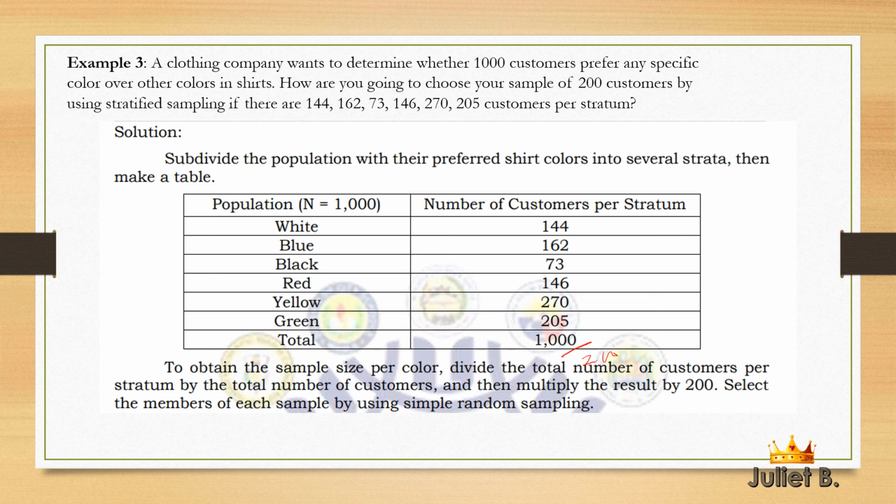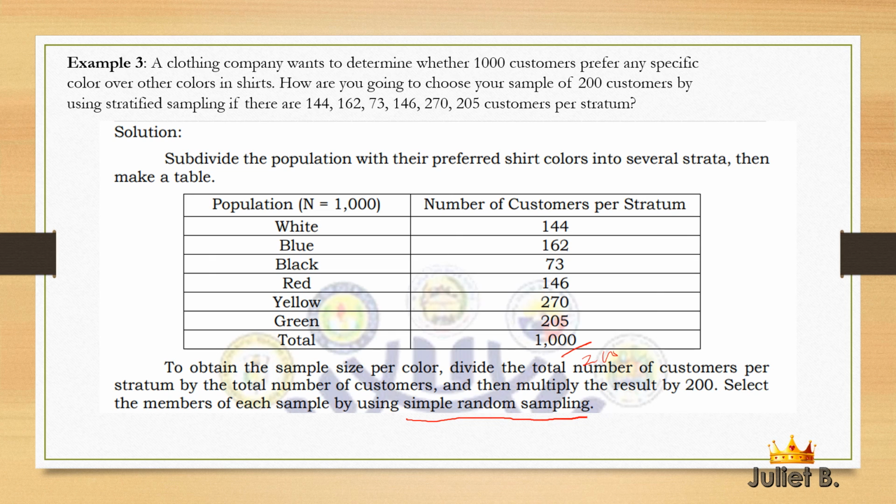So, from there, to obtain the sample size per color, divide the total number of customers per stratum by the total number of customers. Then, multiply the result by 200. Select the members of each sample by using simple random sampling. Ito, tandaan nyo, pumasok na naman si simple random sampling.